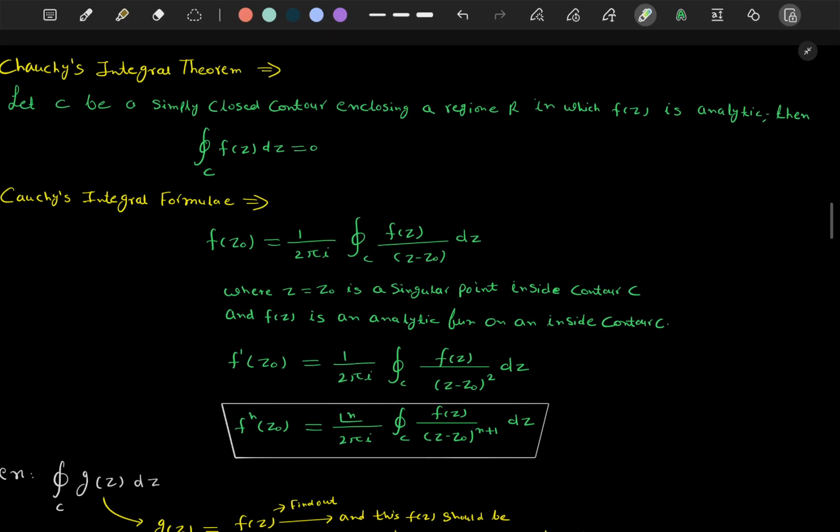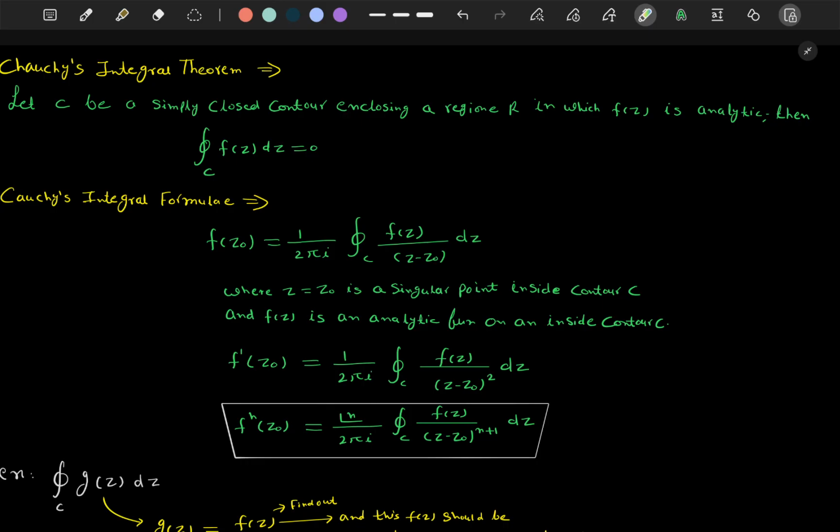Now we will study Cauchy's integral theorem. Suppose C is a closed contour and a region is enclosed by this closed contour, and in that region the function is analytic. So the integral of f(z) dz over the closed contour C will be 0. Always remember, if we have a closed contour C and the function is analytic in that region R, then the closed integration of f(z) dz over that closed contour C will always be 0.